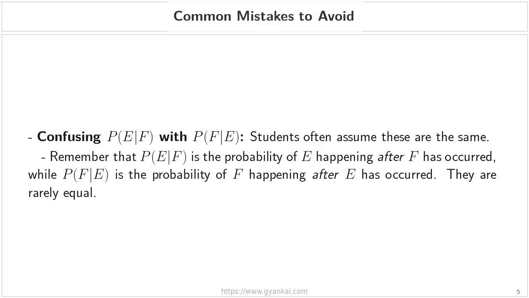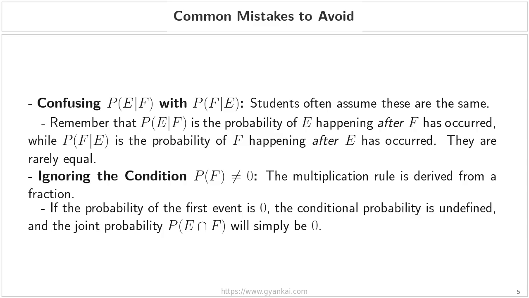Remember, the notation P of E given F represents the probability of event E occurring specifically after event F has already taken place. On the other hand, P of F given E is the probability of F happening after E has occurred. As we saw in our marble example, these two values are rarely equal, so always pay close attention to which event is the given condition.